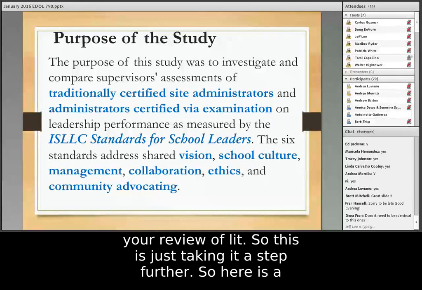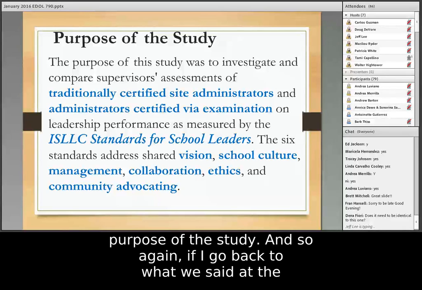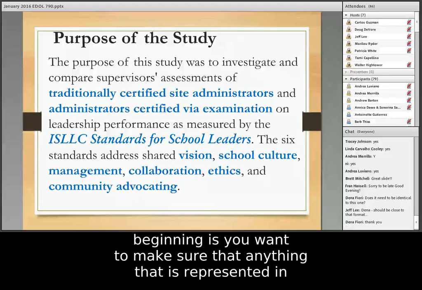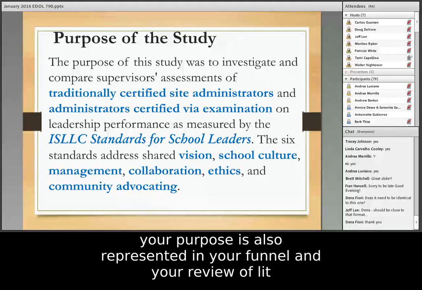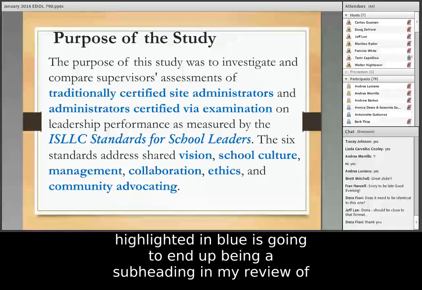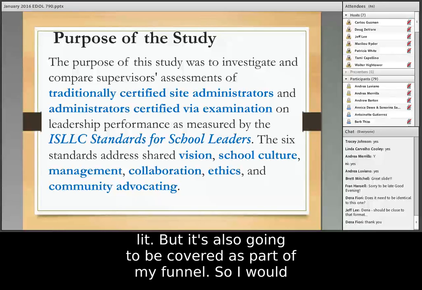So this is just taking it a step further. So here's a purpose of the study. And so again, if I go back to what we said at the beginning, you want to make sure that anything that is represented in your purpose is also represented in your funnel and your review of lit outline. So you can see by this purpose statement, everything that I have highlighted in blue is going to end up being a subheading in my review of lit, but it's also going to be covered as part of my funnel.